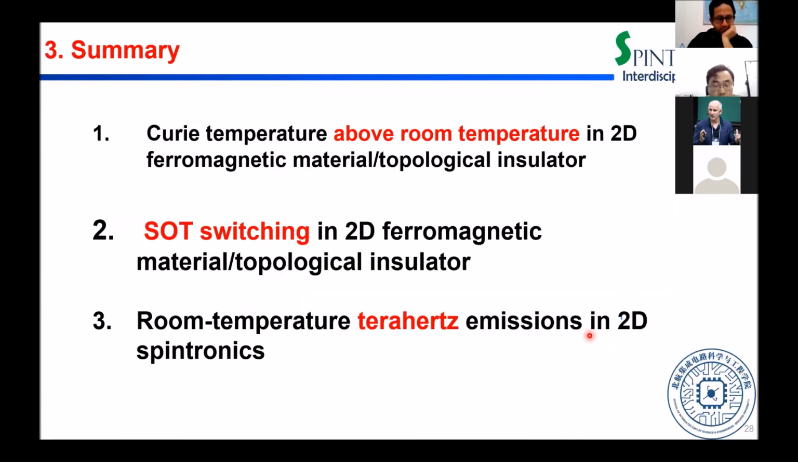To give a summary: first, a room temperature material in 2D van der Waals ferromagnetic materials. Second, SOT switching in 2D ferromagnetic material. And third, room temperature terahertz emission, also in 2D ferromagnetic material.